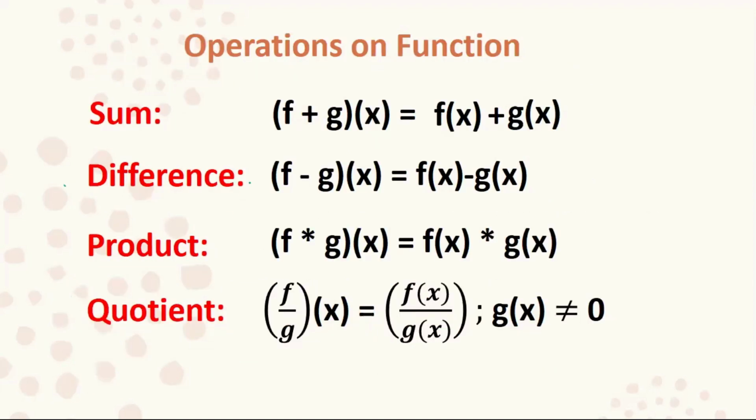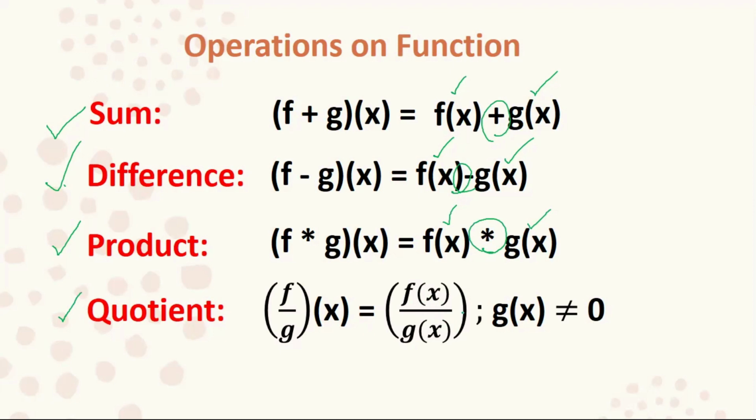So these are the four operations that we will be using in combining functions. First, we have the sum. It means that we have to get the sum of f of x and g of x. And for the difference, of course, we have to get the difference of f of x and g of x. Then for the product, we have to get the product of f of x and g of x.